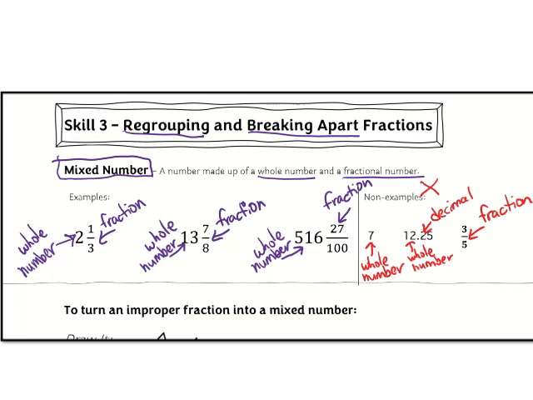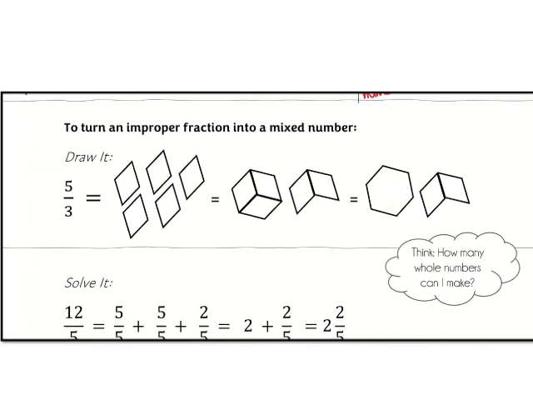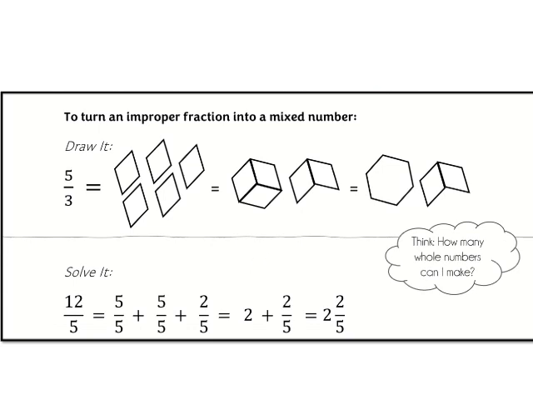Now that we know what a mixed number is, we want to know how we can turn a fraction into a mixed number. So that's what we're going to work on here. It says to turn an improper fraction into a mixed number. Now, we haven't yet talked about what an improper fraction is, but don't stress, that's on the next page. But I want to turn them into a mixed number. Let's take a look at the fraction they gave us. They gave us this fraction here, 5/3.